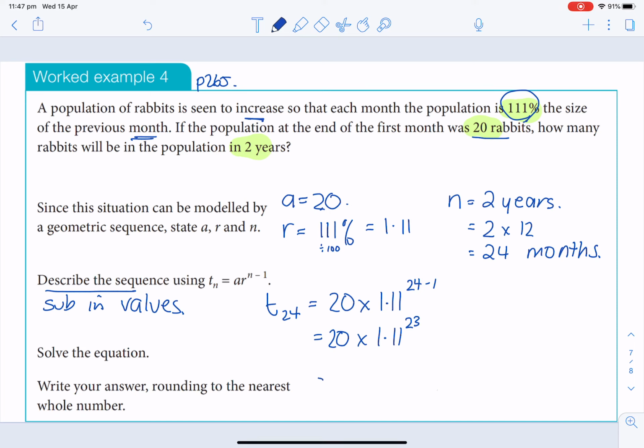So plug all of that into the calculator and you end up with 220.525 rabbits. Now, we need to round to the nearest whole number. Because this is 5 or above, this number goes up. So we're talking approximately 221 rabbits because you can't have half a rabbit.